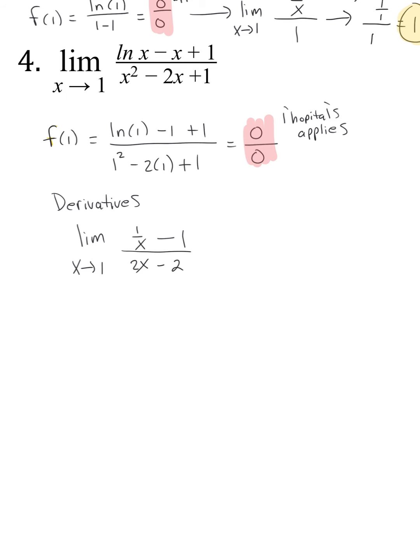So now we do direct substitution into those derivatives. We get 1 over 1 minus 1 on top. On the bottom, we get 2 times 1 minus 2. Hey, that gives us 0 over 0. So this tells us that we must do L'Hopital's again. So we do the derivatives again.